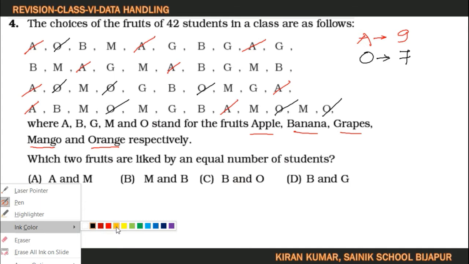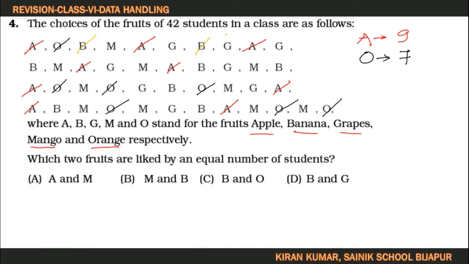Banana. 1, 2, 3, 4, 5, 6, 7, 8. So 8 students. Mango. 1, 2, 3, 4, 5, 6, 7, 8, 9, 10. 10 students like mango.